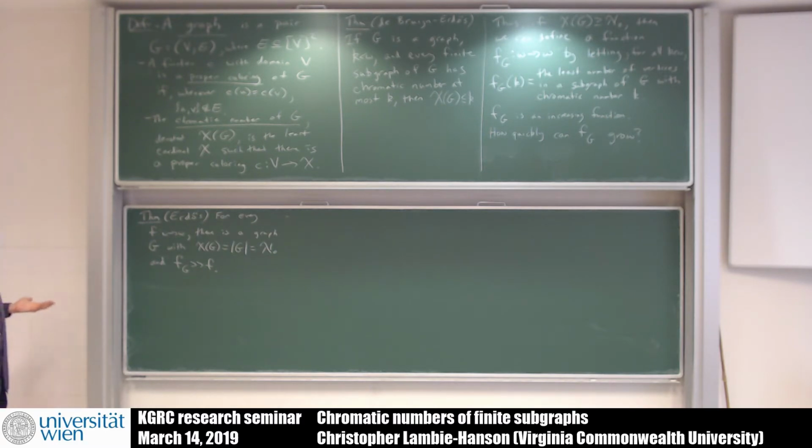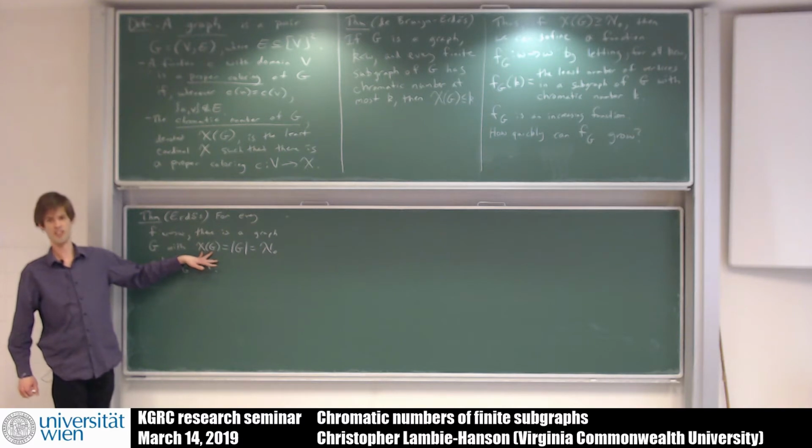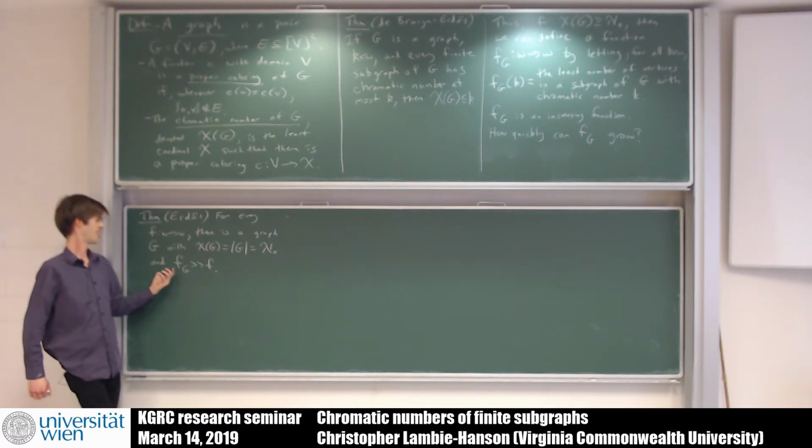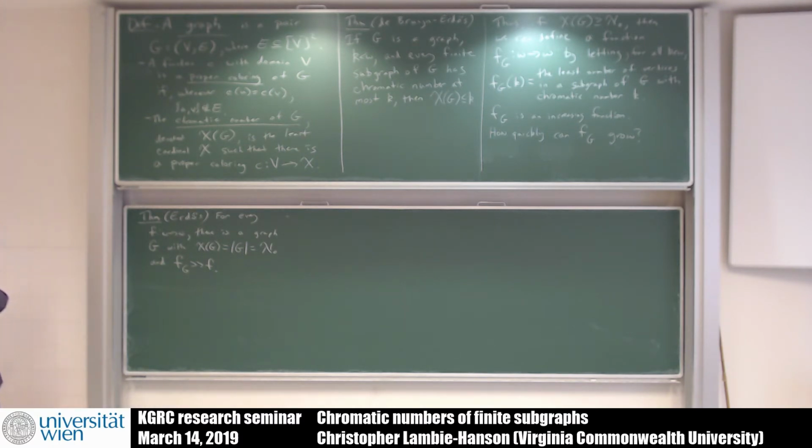And this led him to ask the question: what happens if you ask more? What if you asked that the chromatic number of G is uncountable? Can you still make F_G grow as quickly as you might like? Right. And there are reasons to think that uncountably chromatic graphs might behave differently in this respect than countably chromatic graphs.